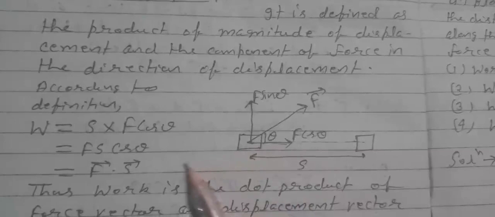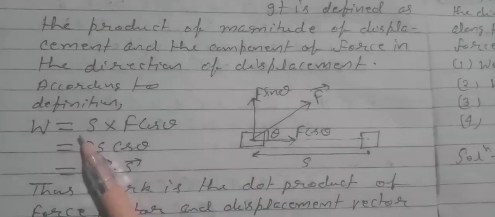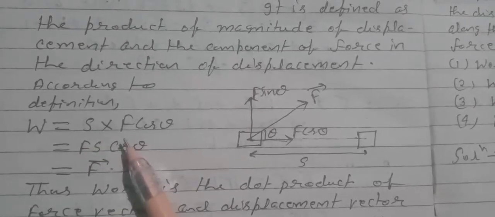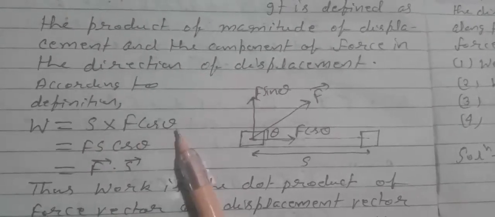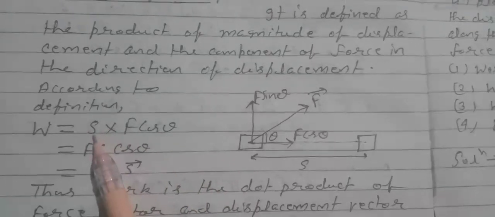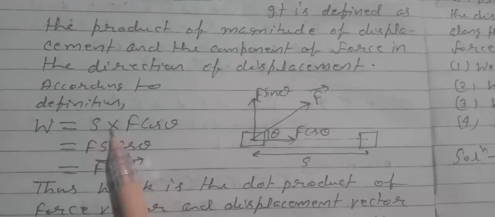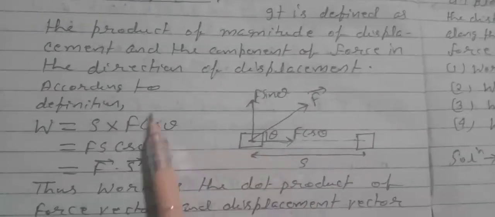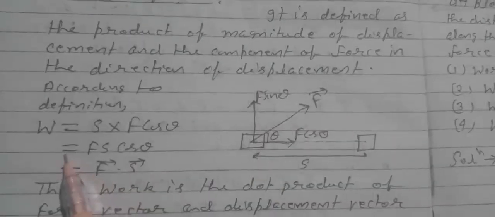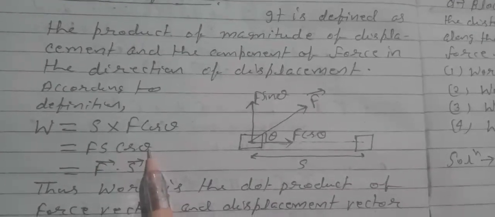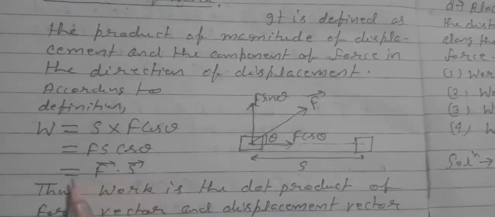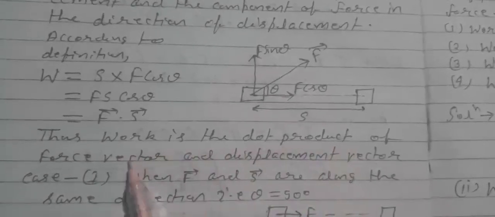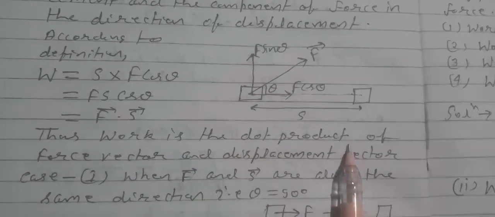So from the definition, we know that work is defined as the displacement multiplied by the component of force along the displacement. Here the magnitude of displacement is s, multiplied by the component of force, which is F cos theta. So we get Fs cos theta. Now this can be written as the dot product F vector dot s vector. Thus work is the dot product of the force vector and the displacement vector.